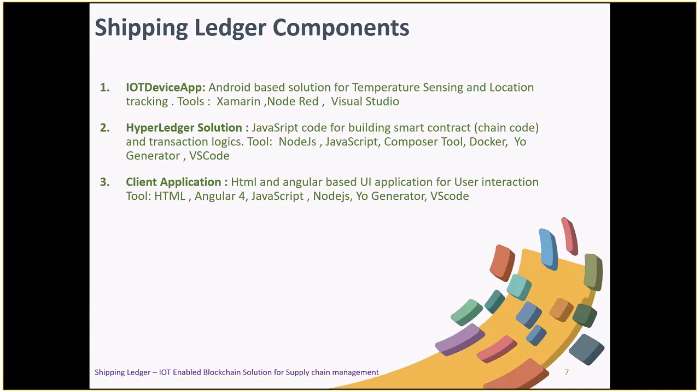Second is the Hyperledger solution. It is JavaScript code for building smart contracts. We call it chain code and transaction logic. Tools we have used are Node.js, JavaScript, Composer tool, Docker, Yeoman generator, VS Code. Basically it is the heart of the project. It is a blockchain solution, and we have exposed this solution as an API with the REST server.